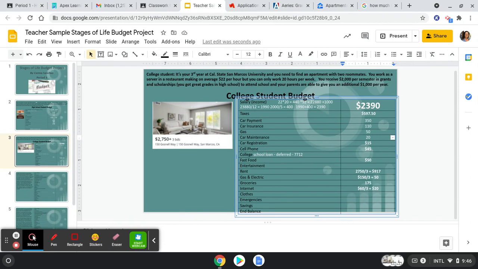$23.90 minus $597.50 minus $350 minus 110 minus 50 minus 20 minus 15 minus 45 minus 50 minus 917 minus 50 minus 175 minus 20. I'm at negative $10. Okay, so I'm going to go up here and make my car payment $300 a month. I need to make sure I have a cheaper car.